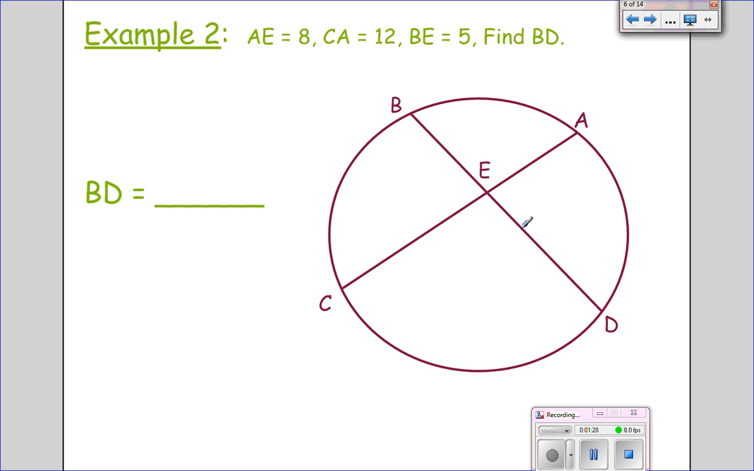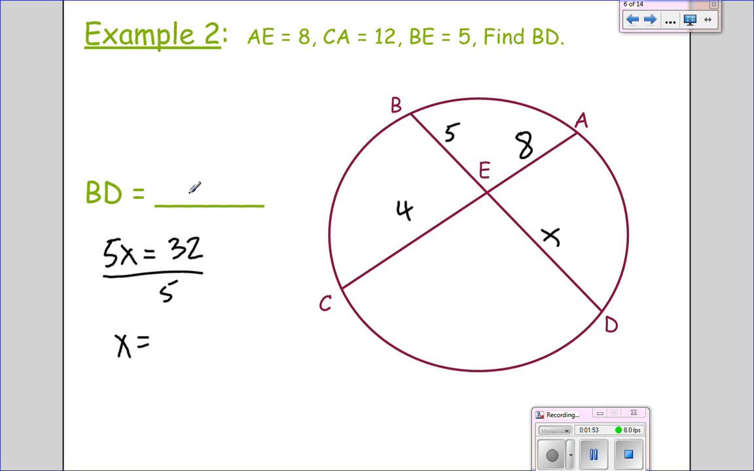Pause the video and try this one out. Let's see how you did. So AE equals 8. All of CA is 12, which makes CE 4. BE is 5, and we want to know all of BD, but first we need to find ED, so x. So 5 times x, 5x, equals 4 times 8, 32. Divide both sides by 5, so x equals 6.4. So all of BD will be 6.4 plus 5, 11.4.